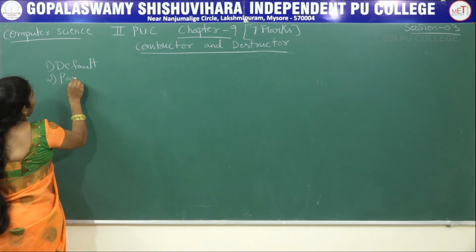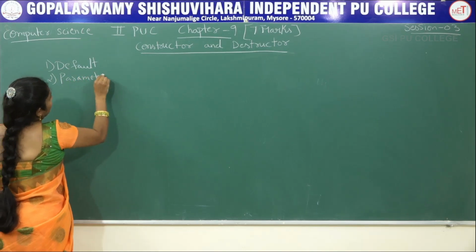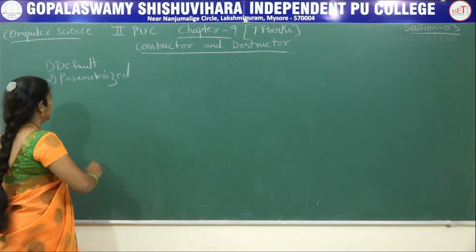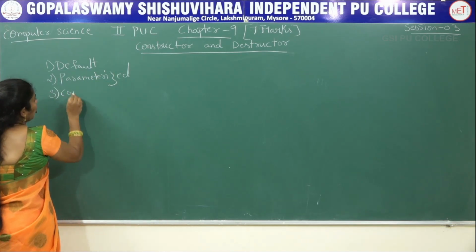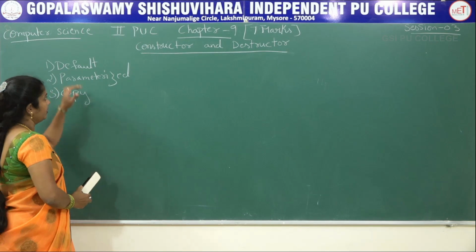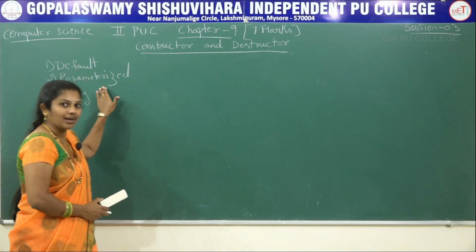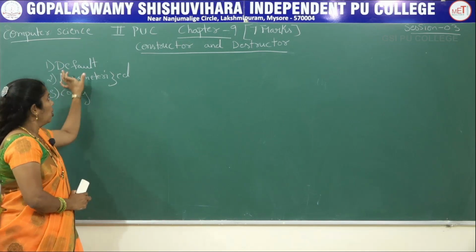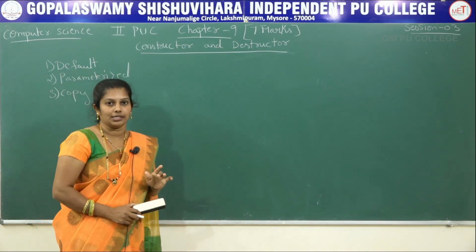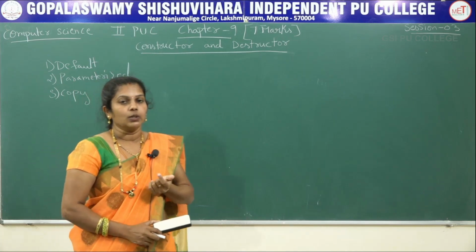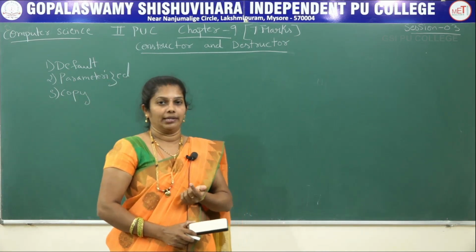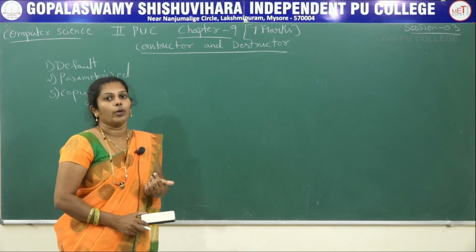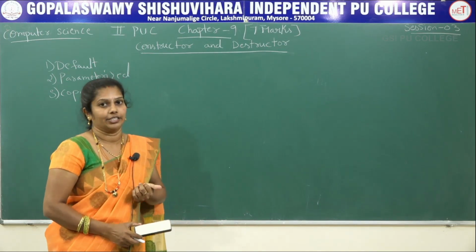Second one, parameterized constructor, and the third one is copy constructor. Default constructor, parameterized constructor, and the last one is copy constructor. Already we explained regarding default constructor, the constructor which does not have any argument. That can be called a default constructor, or we can also call it a zero constructor.